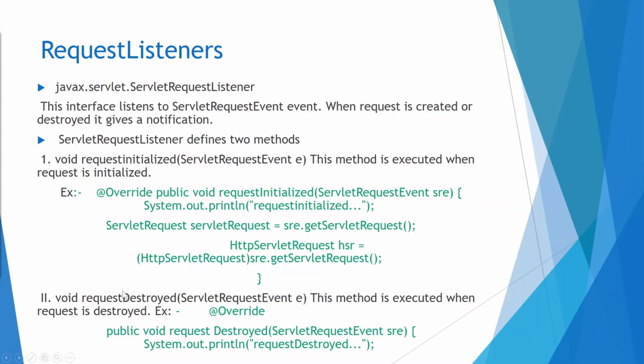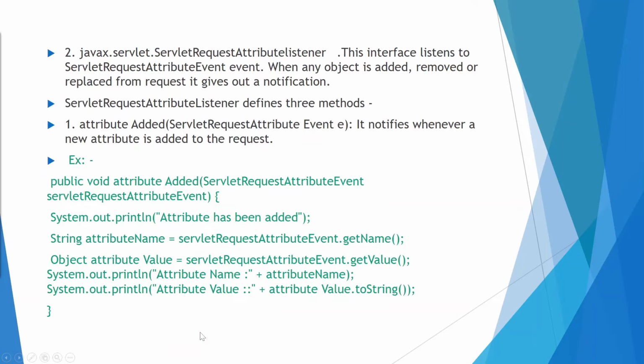Second one is void request destroyed. This method is executed when a request is destroyed. This is an example. Second one is Servlet request attribute listener. This interface listens to the Servlet request attribute event. When any object is added, removed, or replaced from the request, it gives out a notification. Servlet request attribute listener defines three methods.